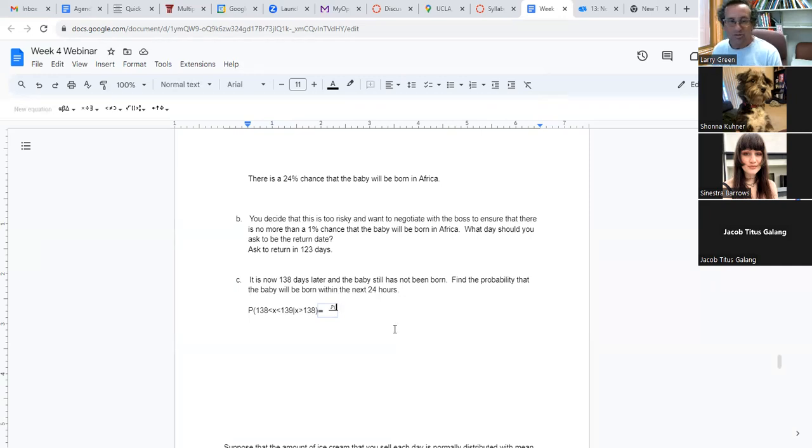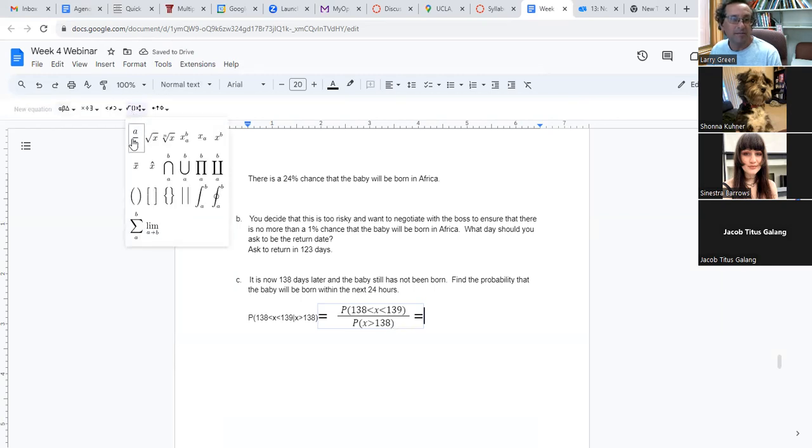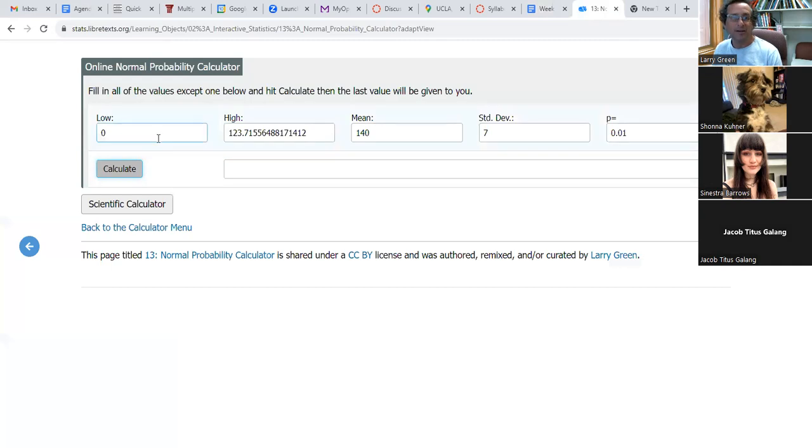So same idea. The probability that 138 is less than x is less than 139, divided by the probability that x is greater than 138. Sorry, this is small, I'll make it bigger. Now you can see it, hopefully. And then we just do it. So that's going to be equal to a fraction. We want between 138 and 139, so I'm going to go to 138 and 139. I want the probability. I calculate and I get 0.05565.